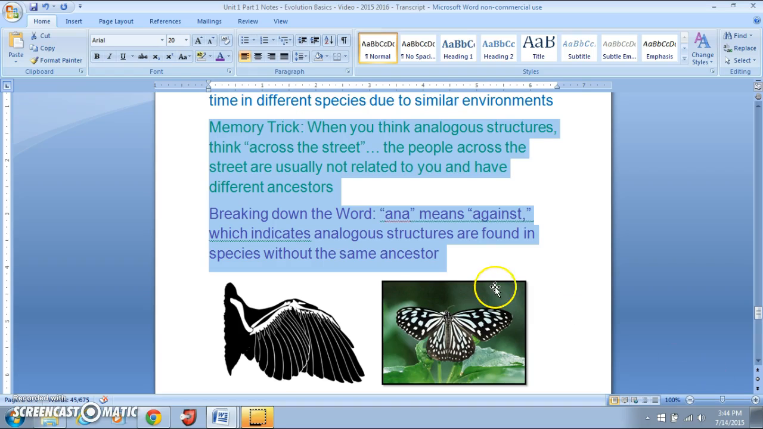So our memory trick is when you think analogous structures, think across the street, analogous across. The people across the street are usually not related to you and have different ancestors. If we were to break down the word, ana actually means against, which again indicates that analogous structures are found in species without the same ancestor.